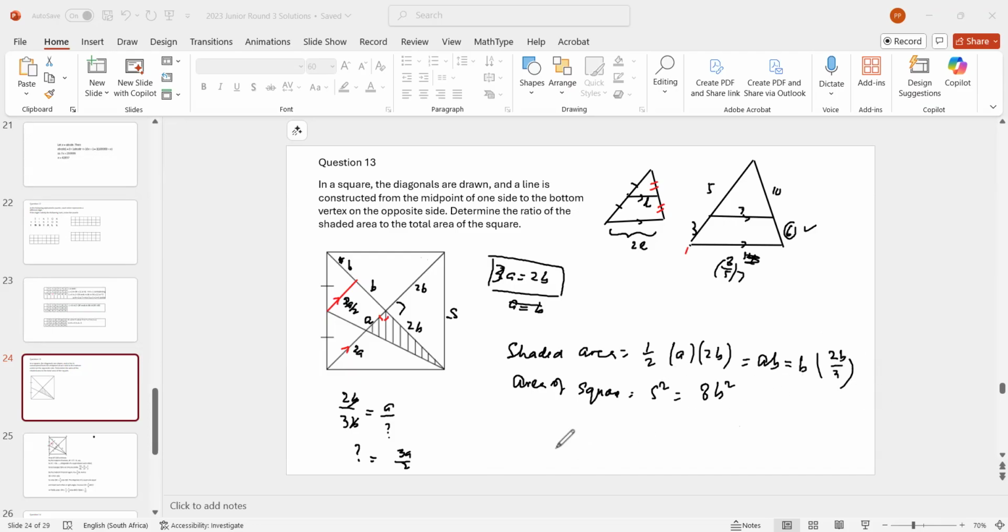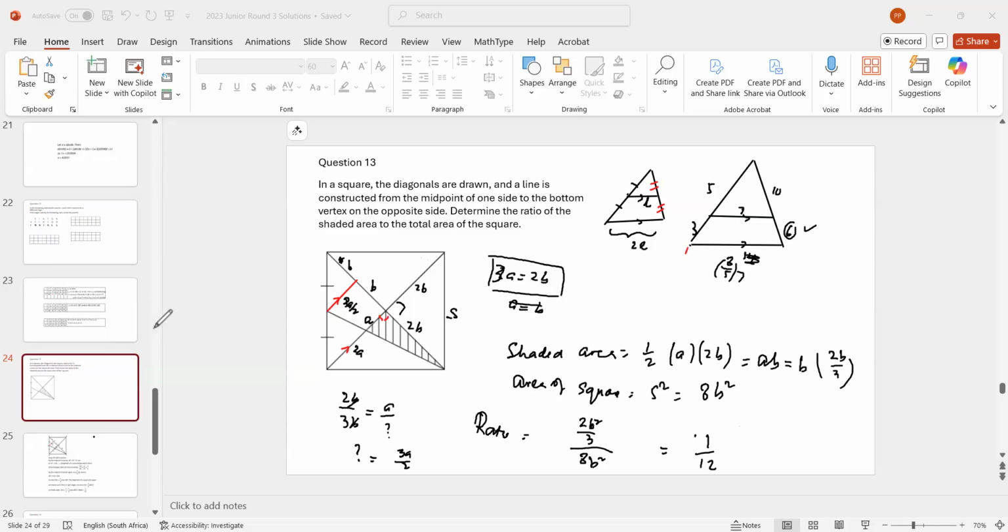So the ratio that you're looking for is the shaded area, which is 2B squared over 3, that's what we got here, all over 8B squared. The B squareds cancel off, and you have 2/3 over 8, and that gives you 1/12. So the ratio of the shaded area to the total area is 1/12.